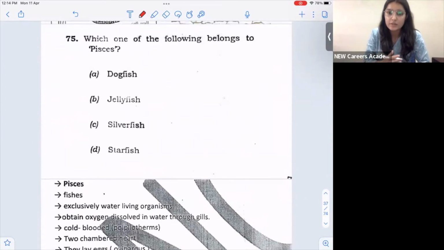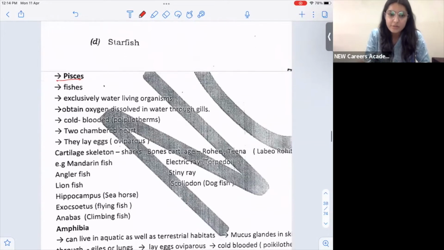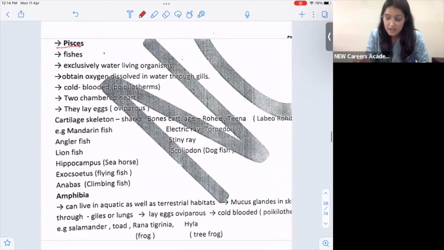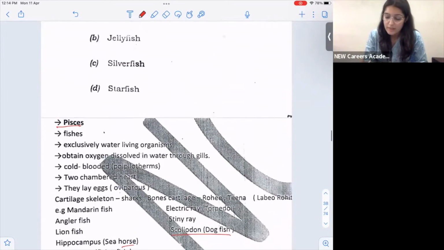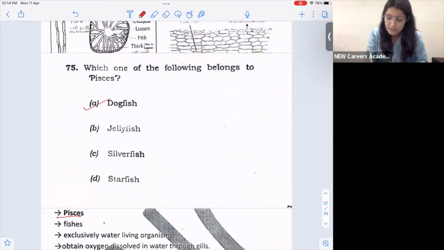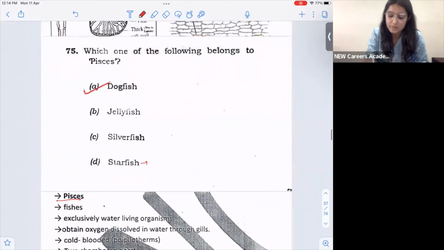Next, which one of the following belongs to Pisces? Indirect question. So these are a few points about the Pisces class, and these are some examples: seahorse, flying fish, climbing fish, and dogfish. So in options, one option is dogfish. Option A is correct. Dogfish. Starfish belongs to Coelenterata. Okay, silverfish is insect. No, sorry. Starfish belongs to echinoderms. Silverfish is an insect. Jellyfish belong to coelenterates. So to Pisces, dogfish is the correct answer. Okay, it belongs to Pisces.